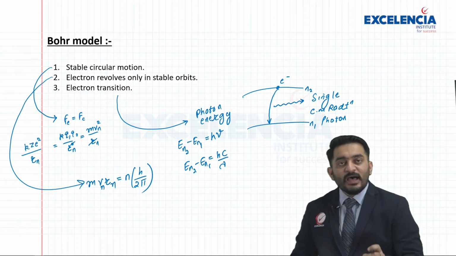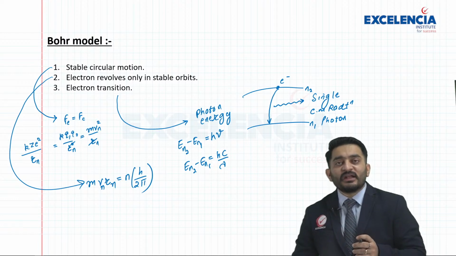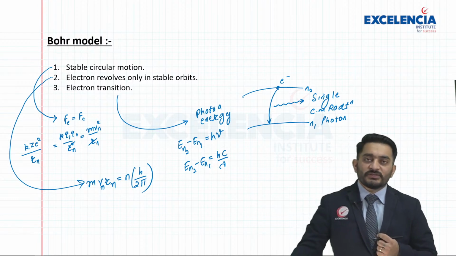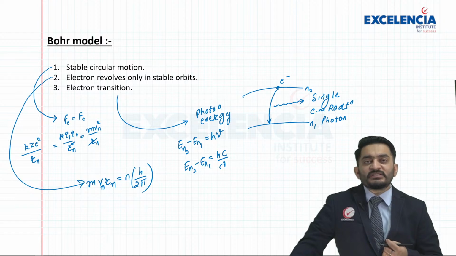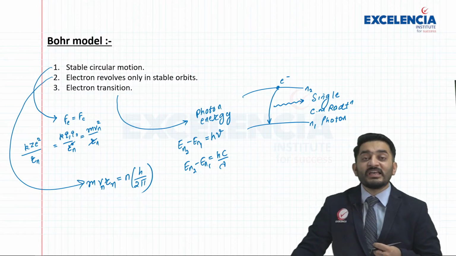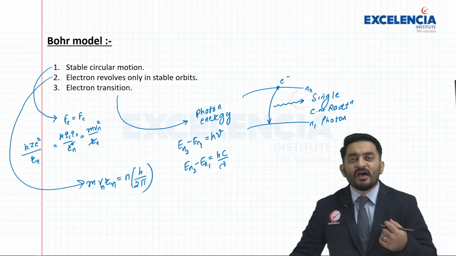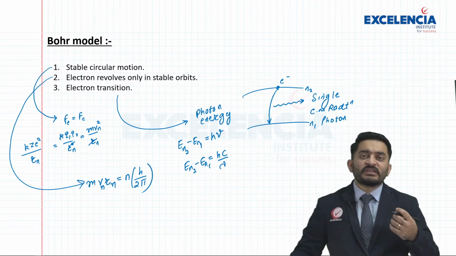Now from the exam point of view, what you need to remember is that there are various relations the examiner can ask you. The examiner can ask you relations like if mass has been doubled, mass has been halved, radius has been changed, velocity has been changed.